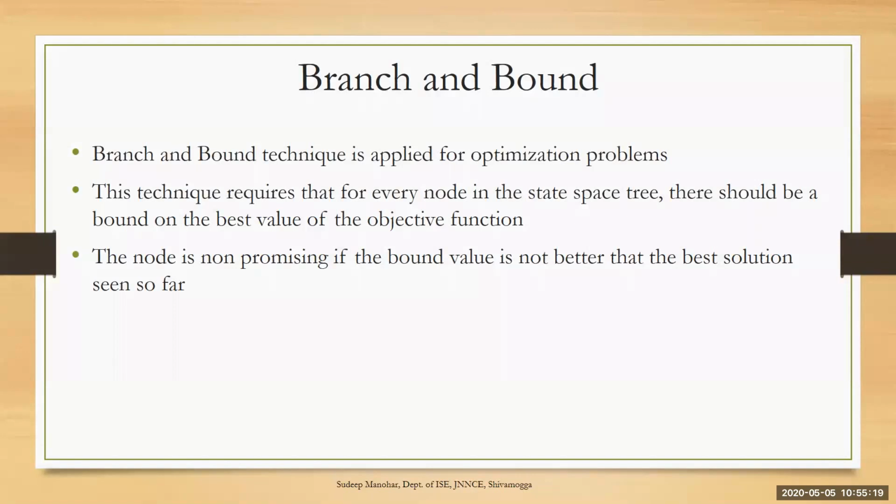So one thing to remember is we have to make use of the state space trees. The second point is we have to make use of the upper bound or the lower bound. Upper bound is used for maximization problems and lower bound is used for minimization problems. You have to remember these things. Okay, and this branch and bound technique is applied for optimization problems.